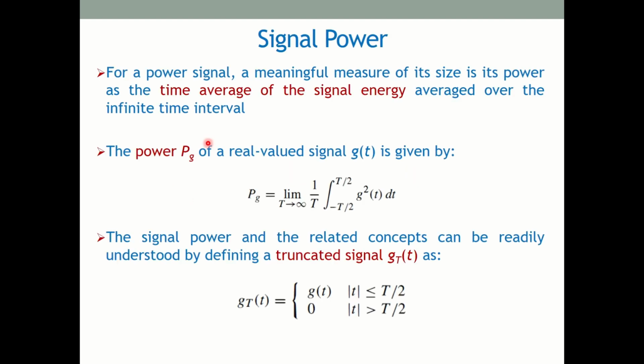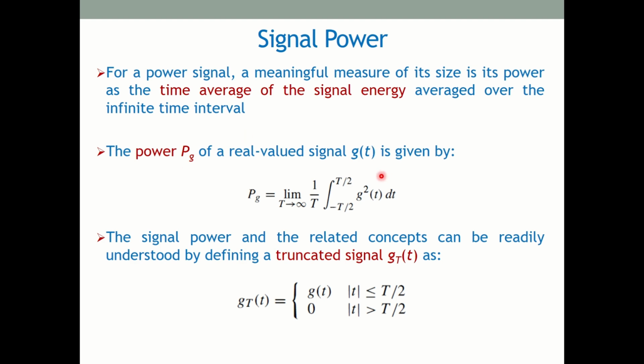Now this was the energy spectral density. Next is the power spectral density. As you can imagine, there is a contribution of time in this case. So let's first look at the power signal. For a power signal, a meaningful measure of its size is its power, which is the time average of the signal energy averaged over an infinite time interval. So power of a signal, let's say, is denoted as Pg.